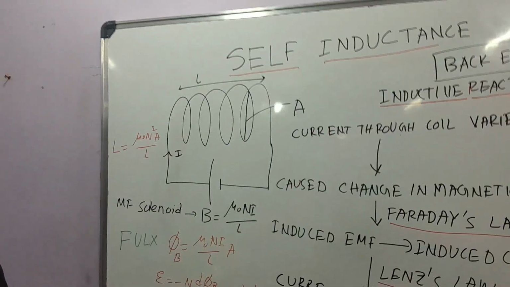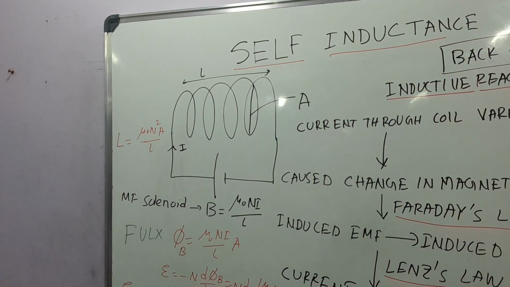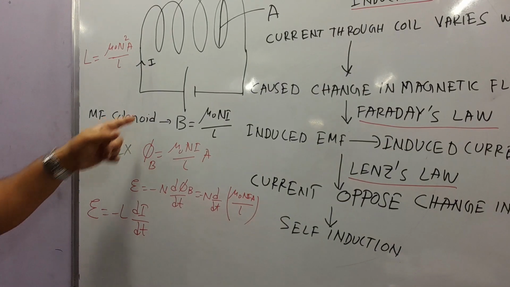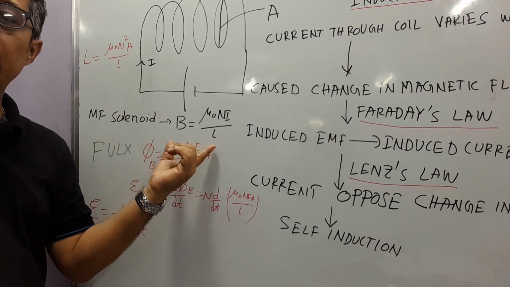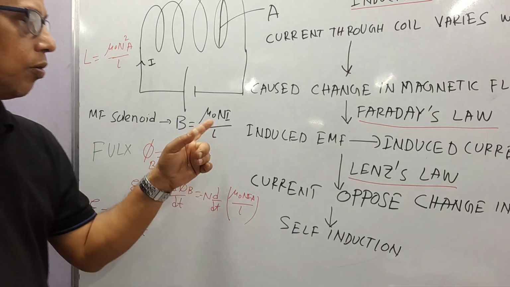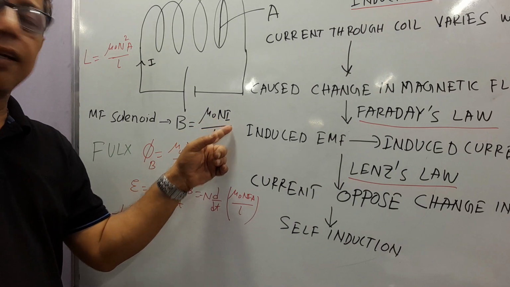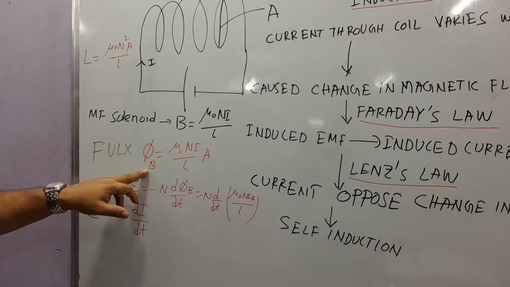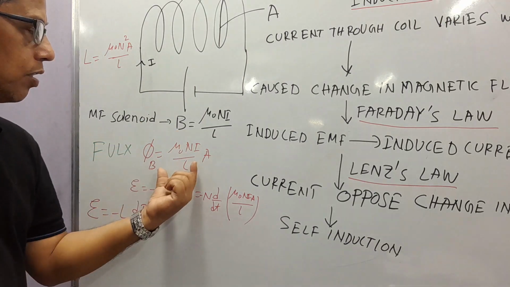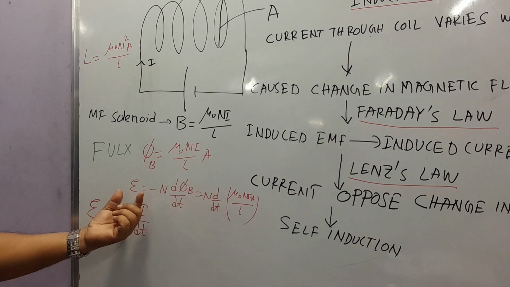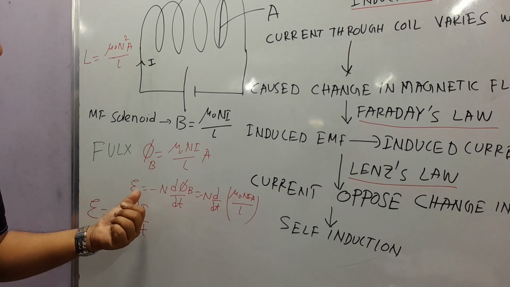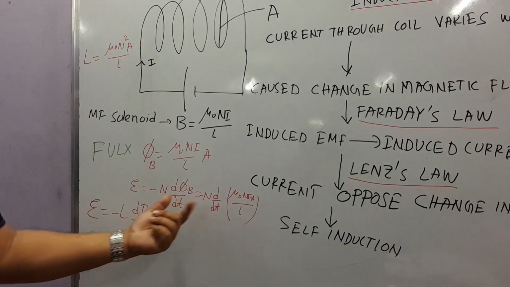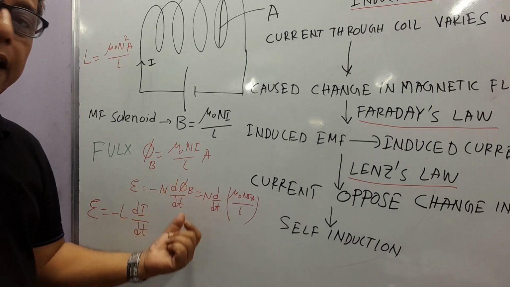Now let's see the derivation part. Let me zoom it out for you. Okay, so let's focus here. We know that in the solenoid, the magnetic field B is mu 0 N I, where N is the number of coils, I is the amount of current, and L is the length of the coil, right? So the magnetic flux phi is equal to B into A. Now, by Faraday's law of electromagnetic induction, induced EMF is equal to minus N d phi by dt, where N is the number of coils and d phi by dt is the rate of change of magnetic flux.